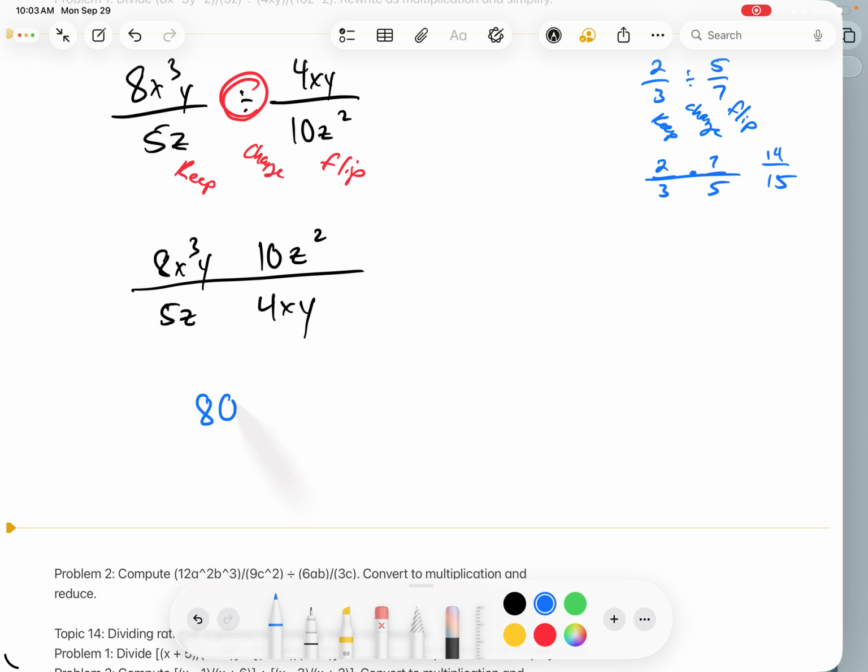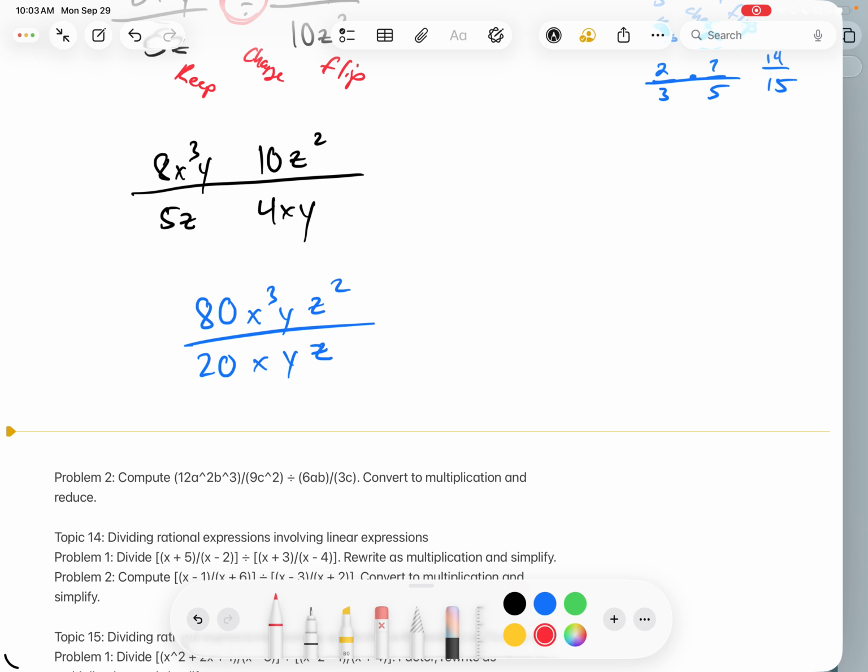So 8 times 10 is 80, x cubed, y, z squared. 5 times 4 is 20, 1x, 1y, 1z. So 80 divided by 20 would be 4. 3 x's on top, 1 on the bottom, so you got 2 extra. 1y on top, 1 on the bottom, they cancel out. 2 z's on the top, 1 on the bottom, so you get 1 extra z on top. There's nothing on the bottom, so I just don't write anything.